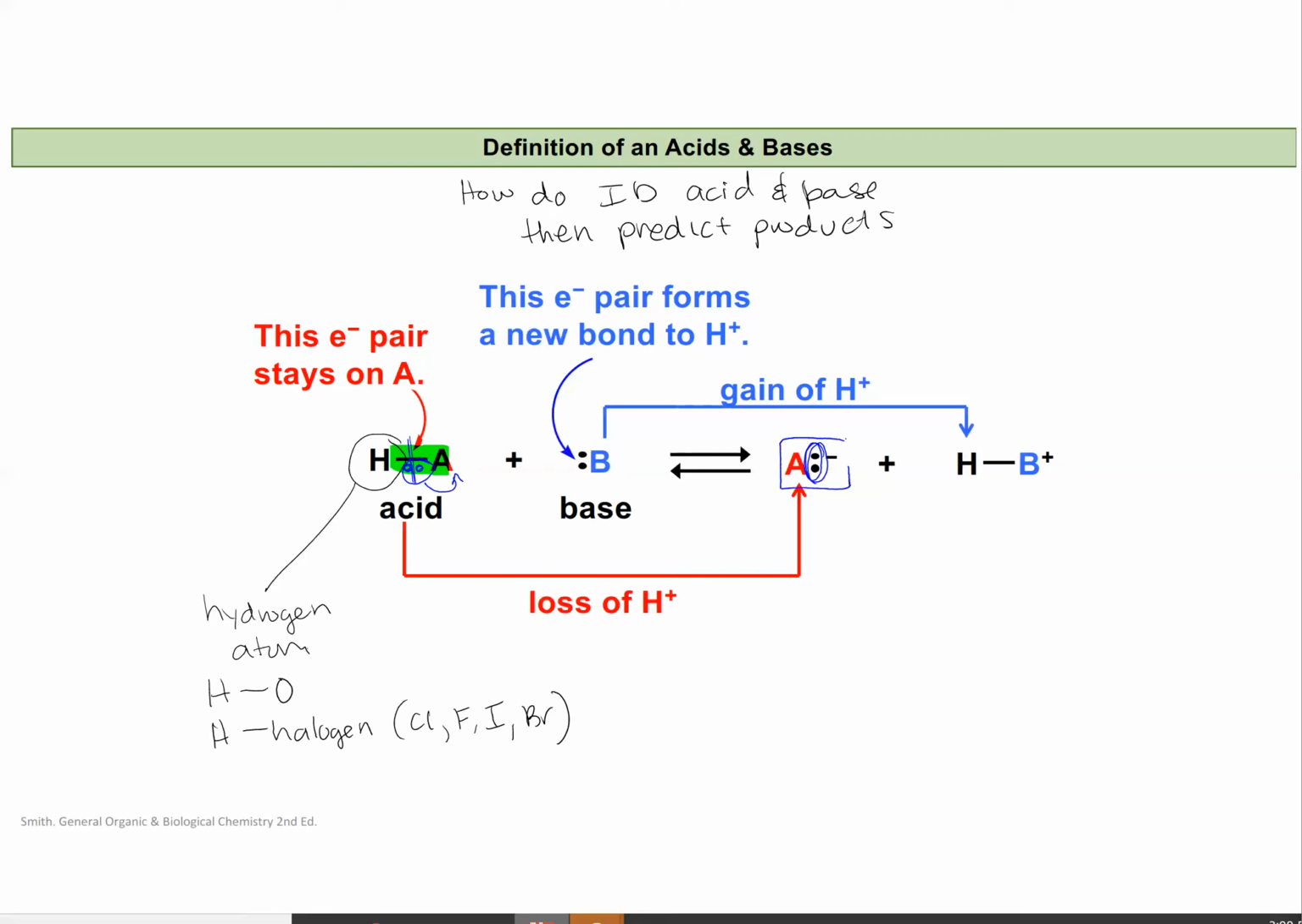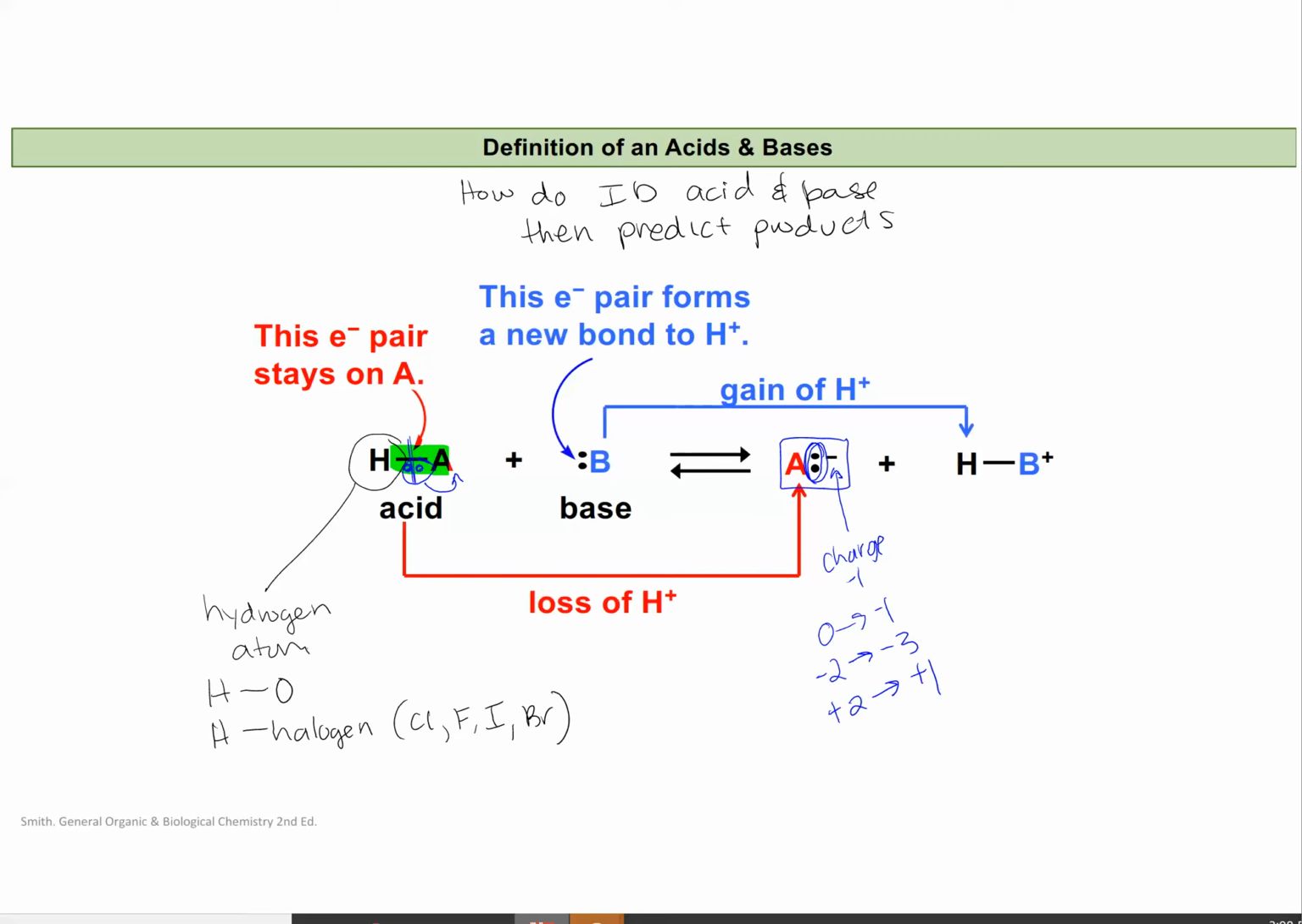And now my acid is going to have a charge that's 1 less than whatever it was. So if it's a 0 charge as an acid, it becomes a -1 charge. If it was a -2 charge as an acid, it becomes a -3. If it was a +2 charge as an acid, it becomes a +1.